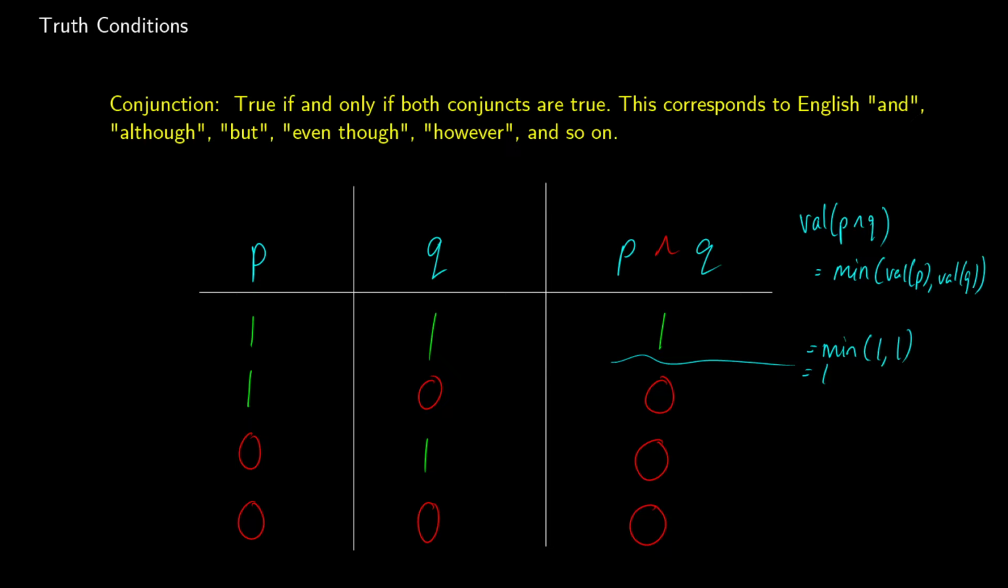Okay, but what about in, let's say, row 3? This would be the minimum value of P and Q. So P is 0, Q is 1, so the minimum value is 0. And that's a nice mathematical way of figuring this out.